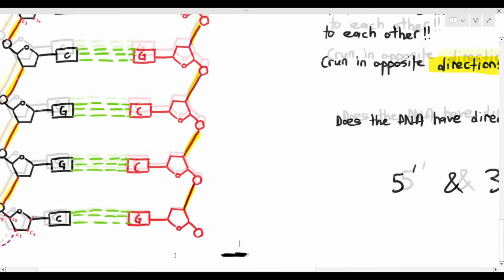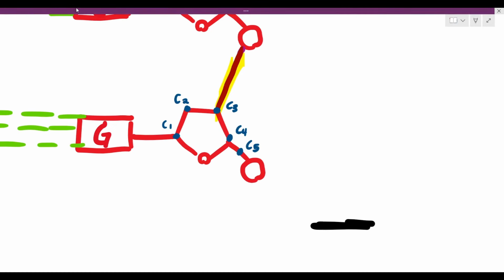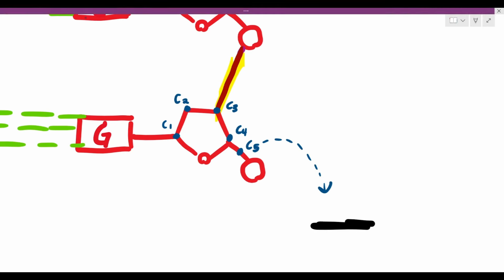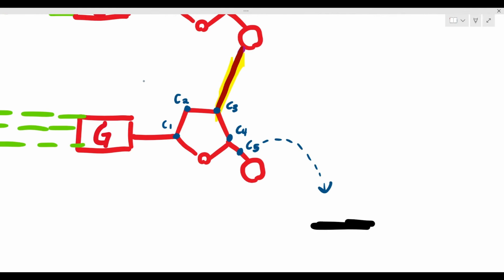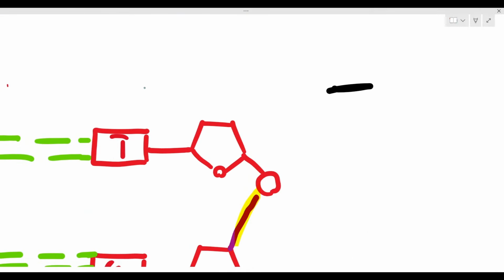If you don't believe me, let's check it out. Let's look at the bottom right corner. Let's label the carbon: carbon 1, carbon 2, carbon 3, carbon 4, and carbon 5. Carbon 5 is the closest to the blank space over there, thus that will be 5'. And of course, on the top right corner, same thing. Carbon number 3 is closest to a blank space, and therefore that is 3'.